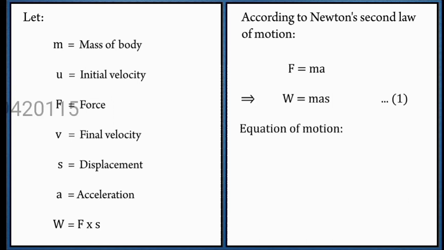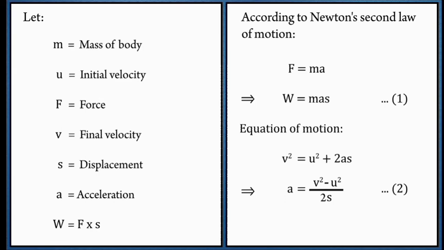According to the equations of motion, for a body in linear motion, the relation between initial velocity u, final velocity v, acceleration a and the displacement of a body s is given as v square is equal to u square plus twice the product of a and s. Thus, acceleration a is equal to v square minus u square divided by twice s. Let this be equation 2.